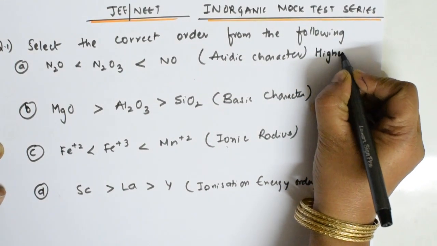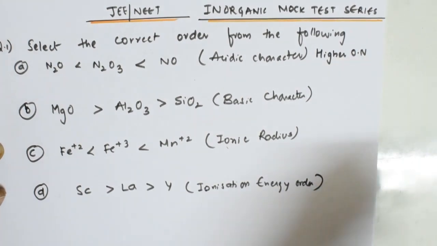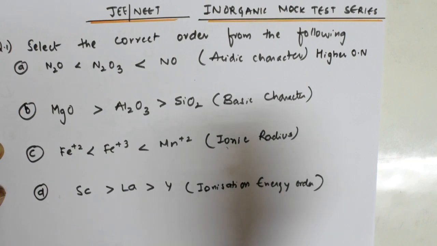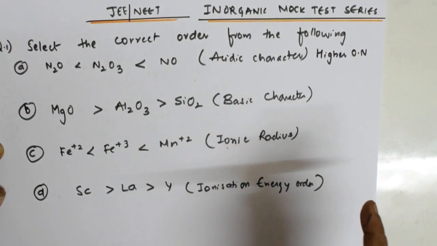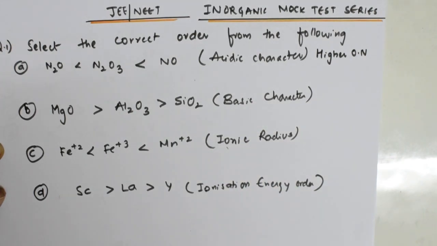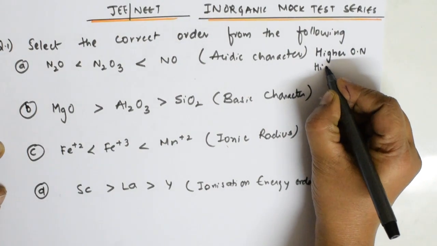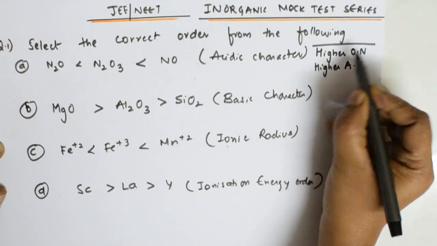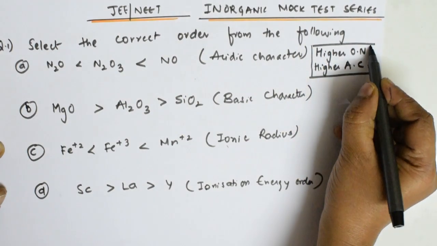Higher the oxidation number, remember, what will be there? If I have to speak about acidic character, higher the oxidation number, higher will be the acidic character. So remember this: higher the oxidation number, higher is the acidic character. AC, I'm writing. Let us put this in a box and see. Now I'm going to match this with this.